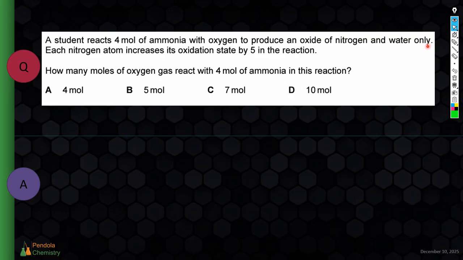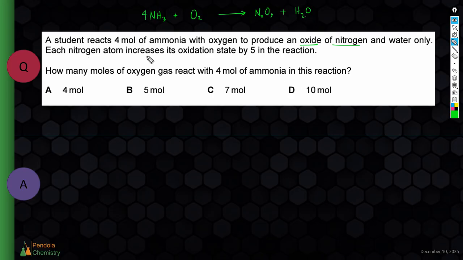Meaning that, if we read this correctly, we react 4 moles of ammonia, so 4 moles of NH3, with oxygen, with O2, to produce an oxide of nitrogen. That means a compound made of N and O, but we don't know what these subscripts are. So we're just going to call them X and Y. We're going to call this NxOy, meaning we don't know what the ratio here is, plus water.